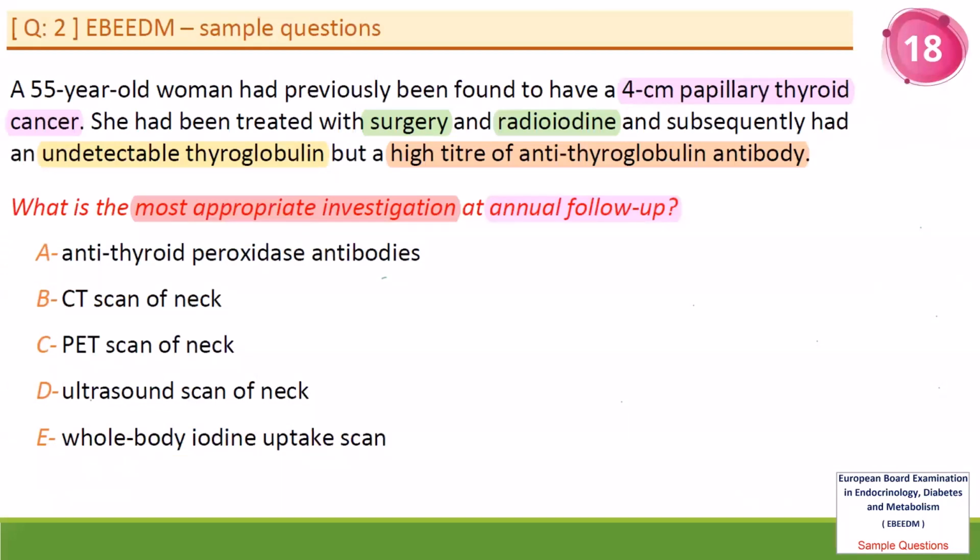This is a patient, a 55-year-old female with a 4 centimeter papillary thyroid cancer, treated by surgery and radioiodine, with undetectable thyroglobulin but a high titer of thyroglobulin antibody. What is the most appropriate investigation at annual follow-up?